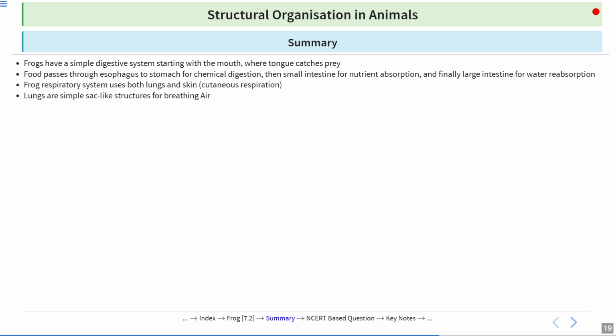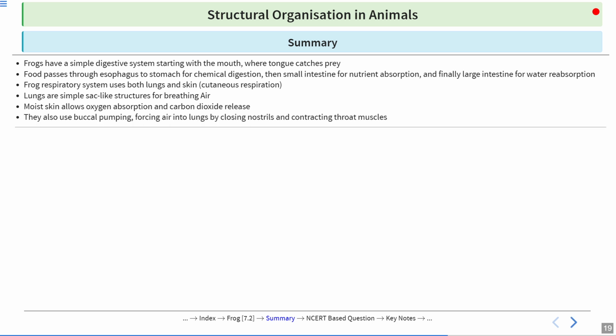The lungs are the simple sac-like structure for breathing air. Moist skin allows oxygen absorption and carbon dioxide release. So the skin is also actively working as a respiratory organ. They also use buccal pumping, forcing air into the lung by closing the nostril and contracting the throat muscle. So this is the part of the pulmonary type of respiration.